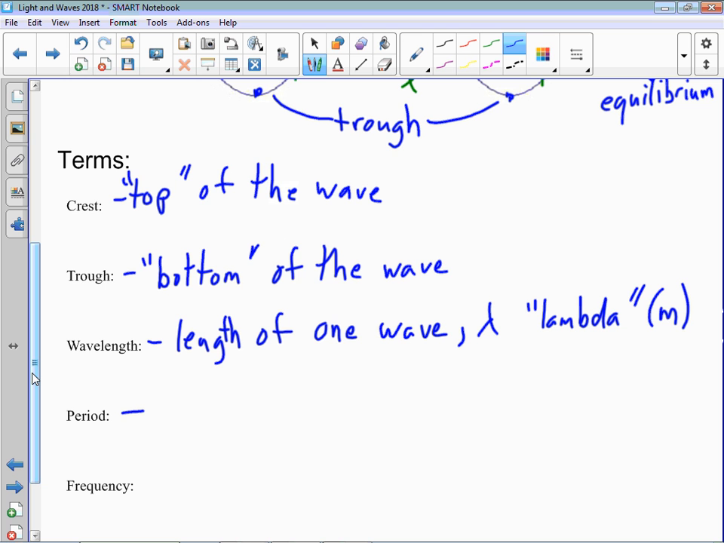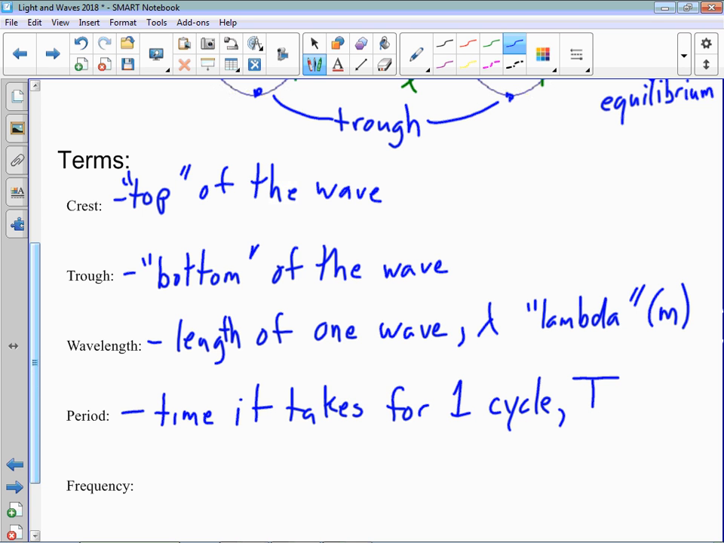You come in, you sit down, the teacher takes attendance, you go through your lesson, and then the bell rings, and then you get to go. The period is how long that takes. So this is the time it takes for one full cycle for the wave to start and then for the wave to end. The amount of time that takes, we use a capital letter T.